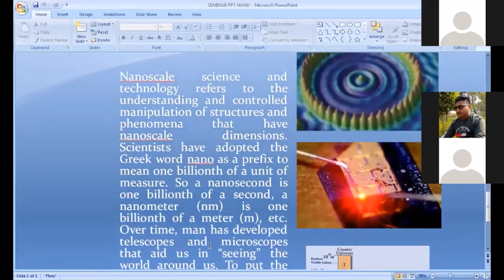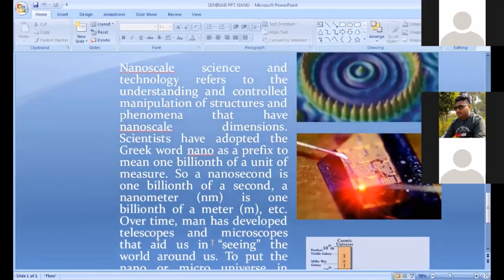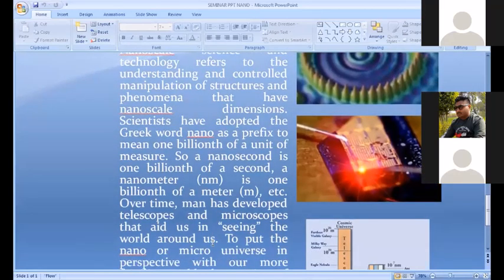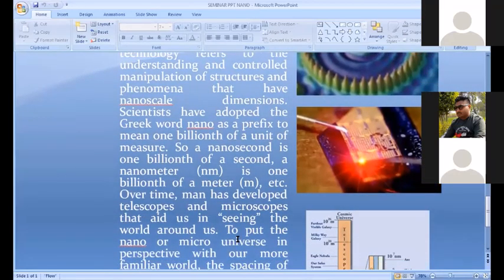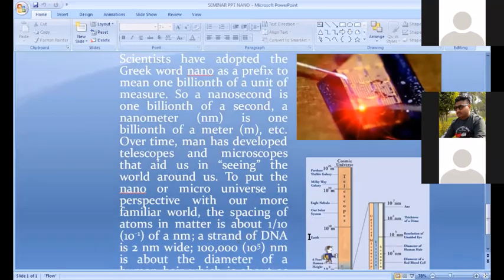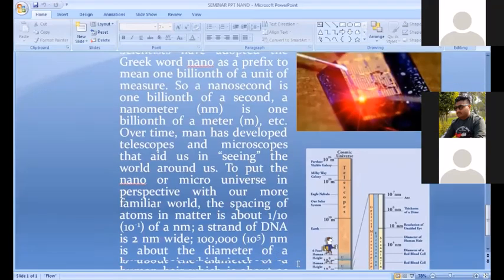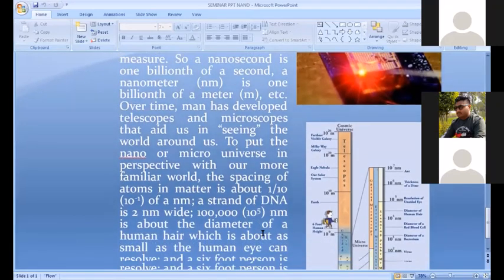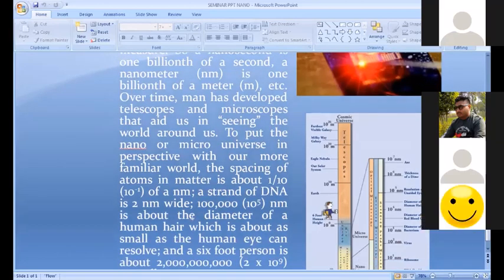Over time, man has developed the telescope and microscope that help us see the world around us, to put the nano or micro universe in perspective with our more familiar world. The spacing of atoms in matter is about 1/10 of a nanometer. A strand of DNA is 2 nanometers wide. 1 lakh nanometers is about the diameter of a human hair.